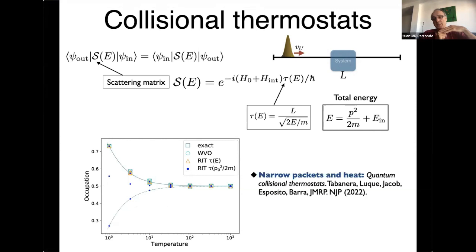So you see how important microreversibility is? If you just do the naive thing of saying, my unit has a velocity, it crosses the system, and the system has a length L, and so I replace the time by L divided by the velocity, then you can get population inversion. And the only way to have real thermalization is that the time of interaction depends on the total energy. You have the details as well in this paper here.